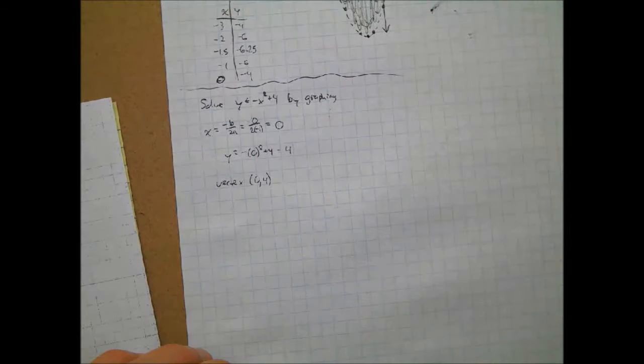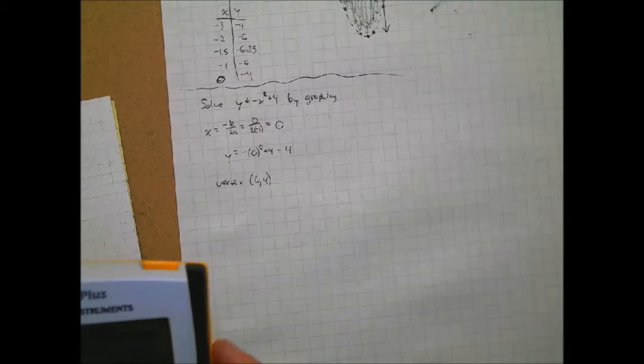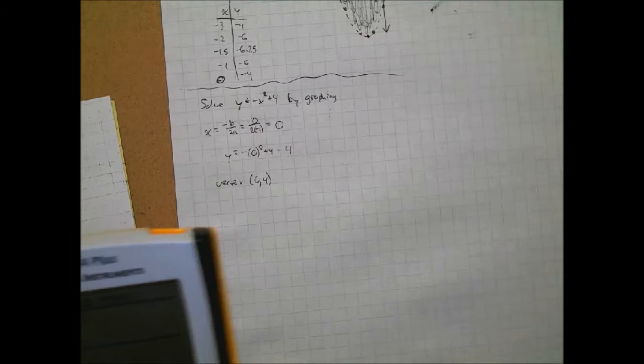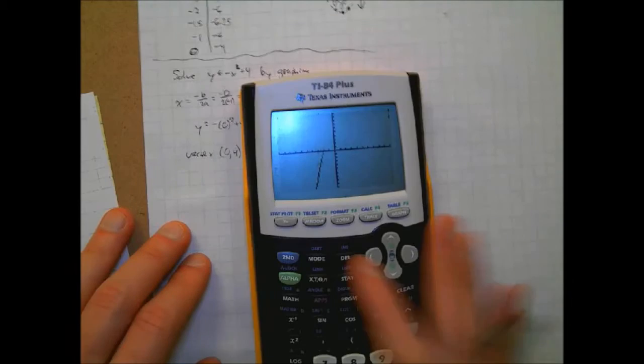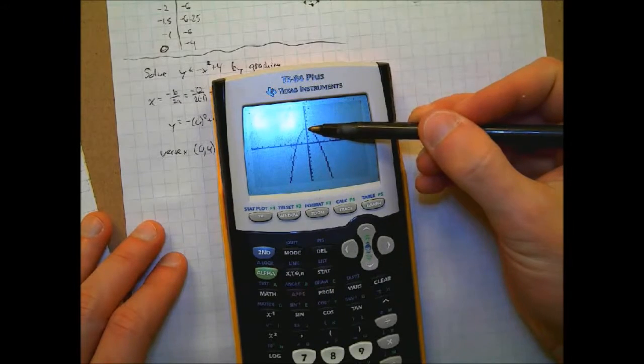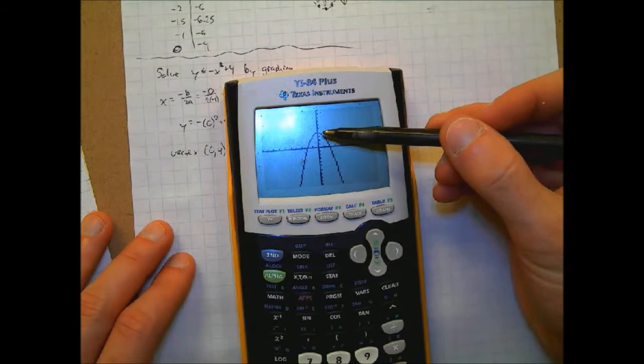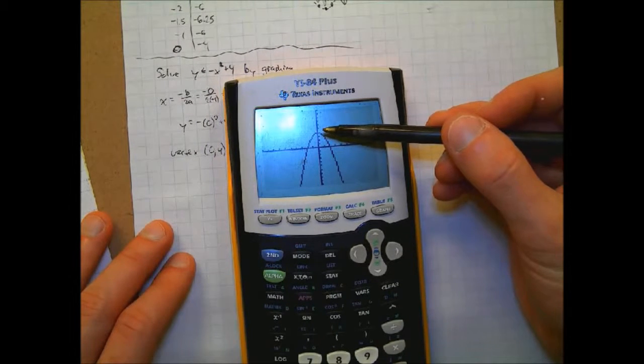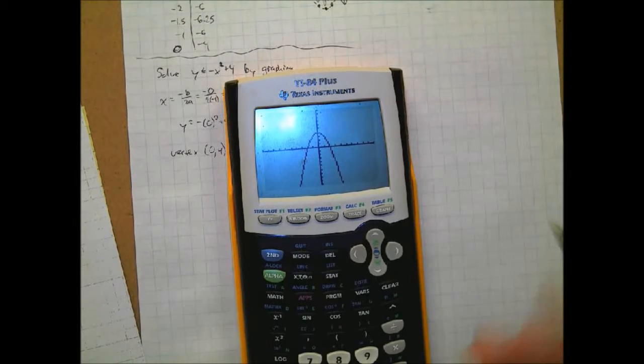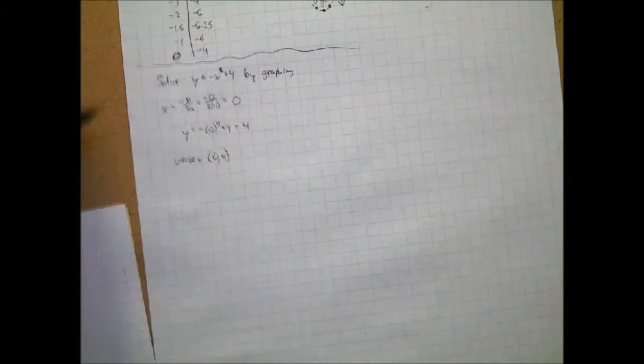Of course, if we type into my graphing calculator negative x squared plus 4, you can see it as well here. There's our vertex, right? And in this case, if we want to find the vertex, would we still use the minimum command? What will we use? Maximum command. So again, if you have the graphing calculator, you can just use maximum command. All right, let's plot this thing.